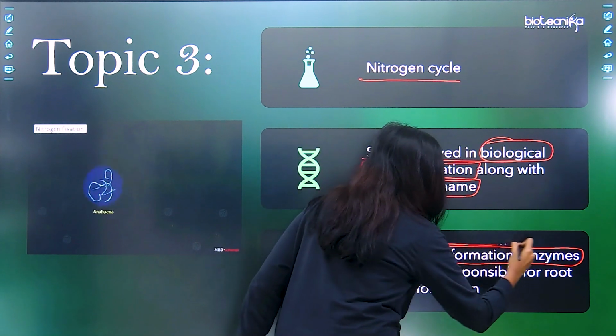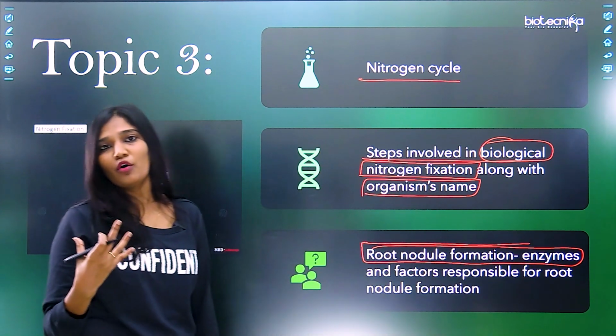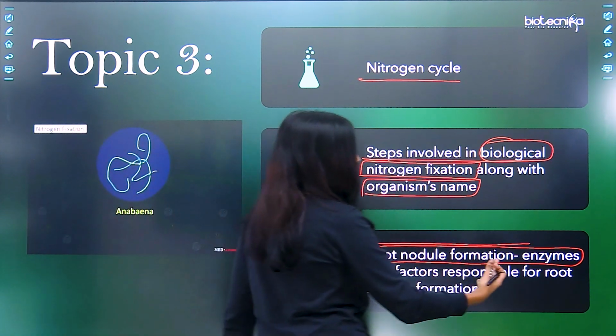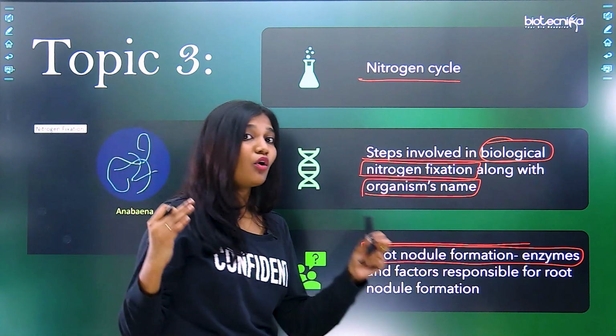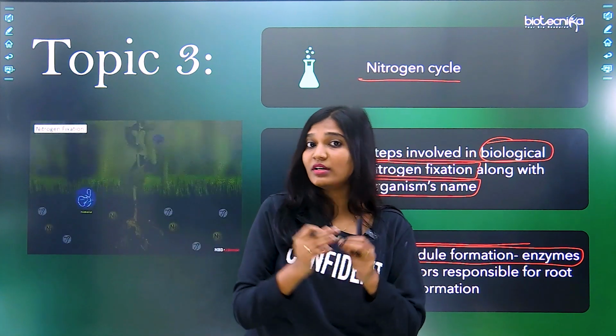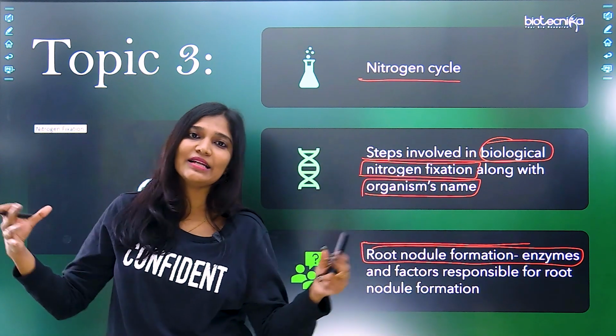And root nodule formation, how a nodule is actually formed in the root. That is mainly because of the Rhizobium bacterium, and this Rhizobium bacterium always has an enzyme called nitrogenase. We'll be talking about all these enzymes later.